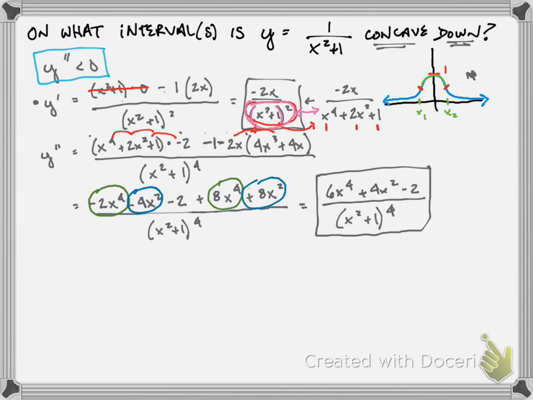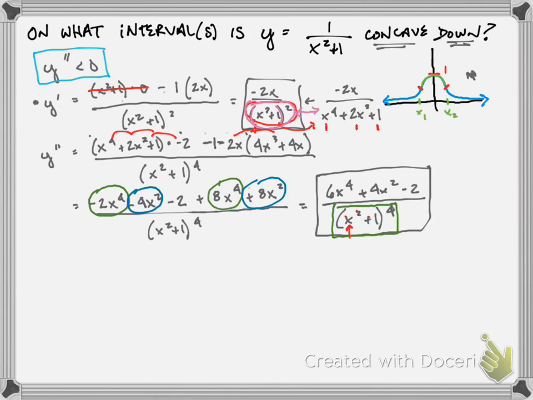Well, I want to focus on the denominator for just a moment, which is x squared plus 1 quantity raised to the fourth. And what I want you to consider is, what's going to happen no matter what value you put in for x? If I put a positive number in for x, I get a positive squared plus 1 then raised to the fourth, which is going to result in a positive.